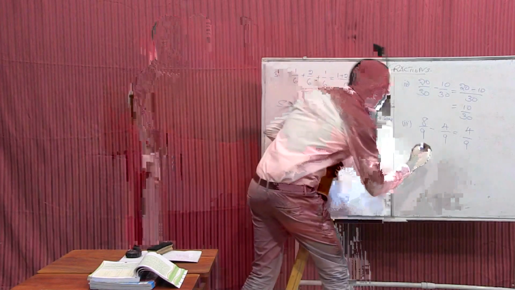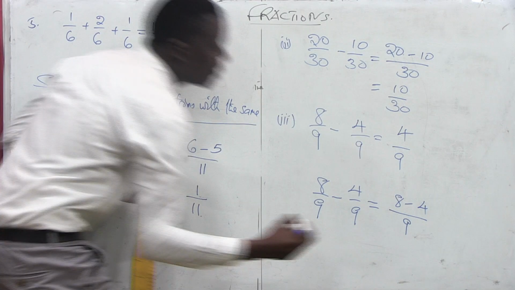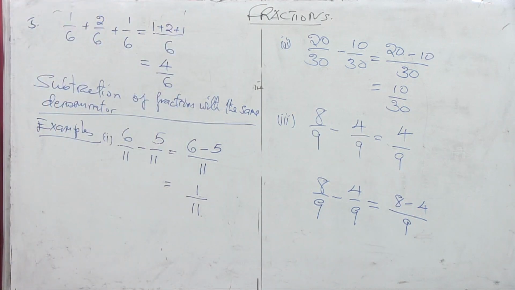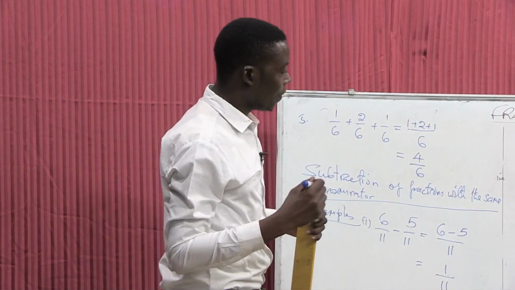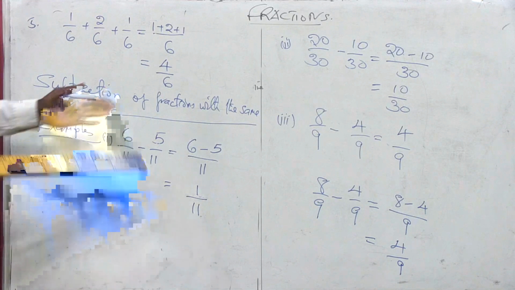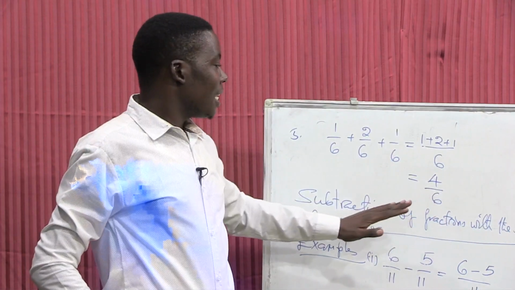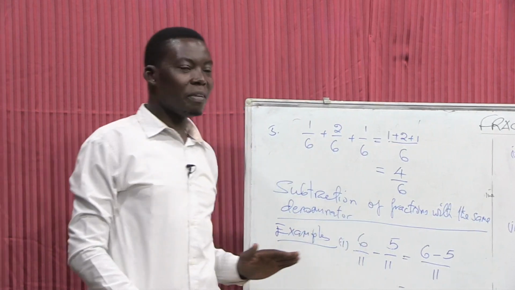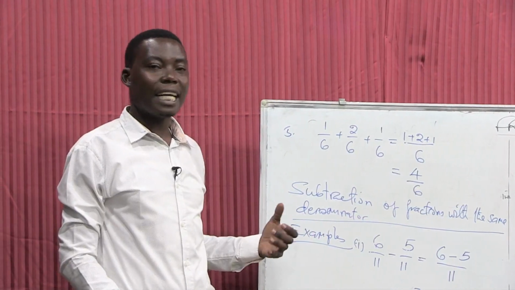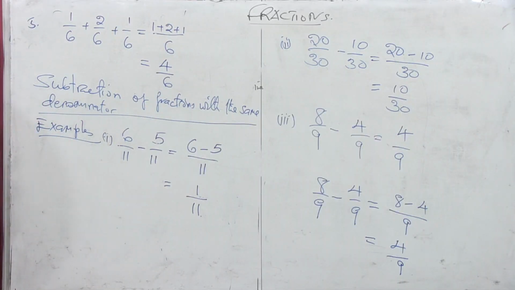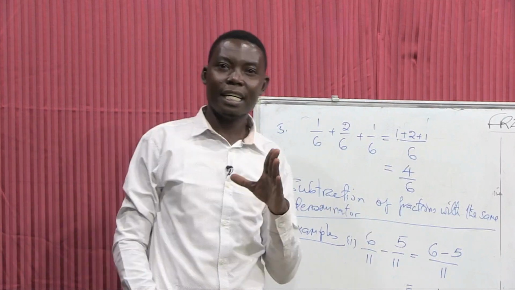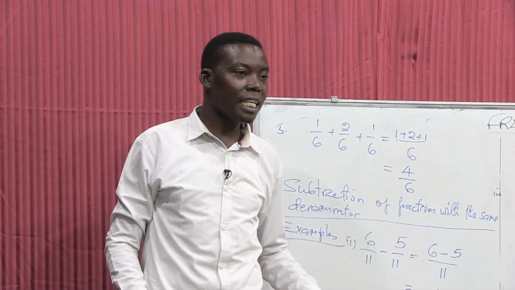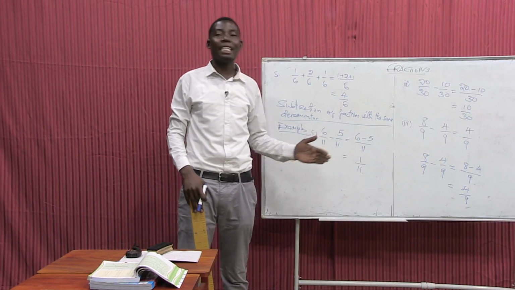We see that we have 8 over 9, take away 4. For this kind of question, you have to ask yourself why, because this is the simplest. It is all about subtraction and addition of fractions with the same denominator. According to your level, grade 4, we deal with the operations: addition, subtraction, multiplication, division, with the same denominator and different denominators.